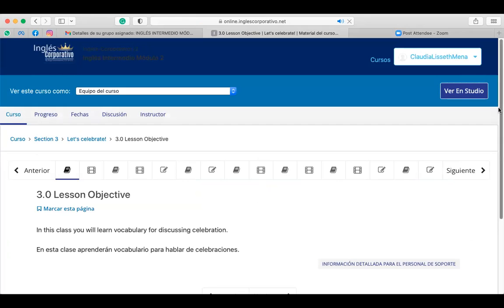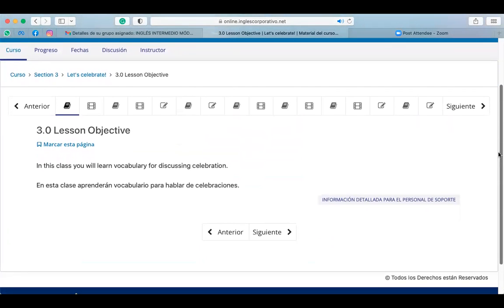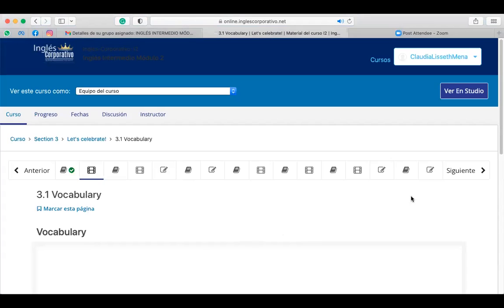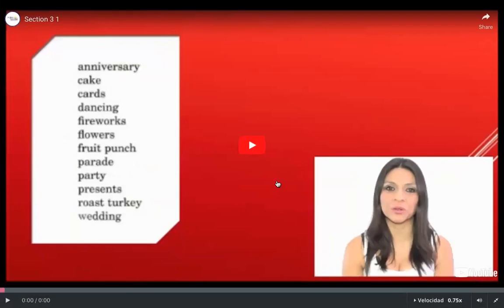Oh, we have reached number three. Remember, according to the agenda, we are beginning this week the number three lessons, okay? So in this class, you will learn vocabulary for discussing celebration. En esta clase aprenderán vocabulario para hablar de celebraciones. Okay, vocabulary. Let's pay attention to the video.